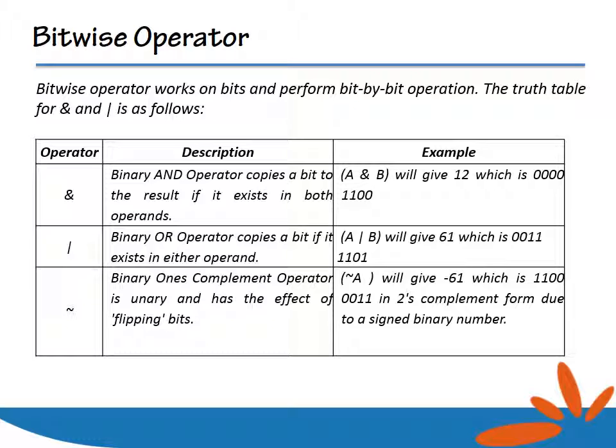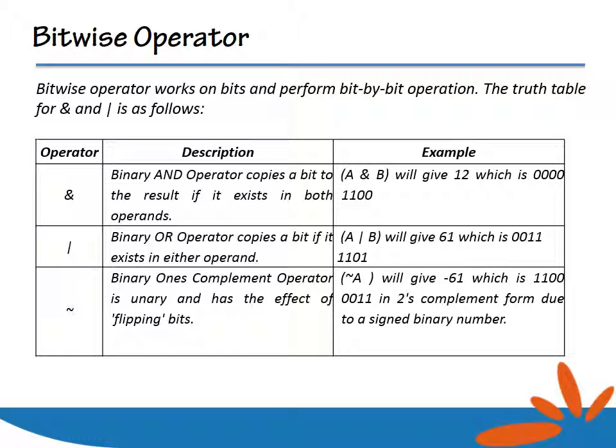In terms of bitwise operators, which perform bit by bit operation, the truth table for ampersand and pipe sign is as follows. The first one, the ampersand, the binary AND operator, copies a bit to the result if it exists in both operands. The next one is the pipe sign, OR, which copies a bit if it exists in either operand.